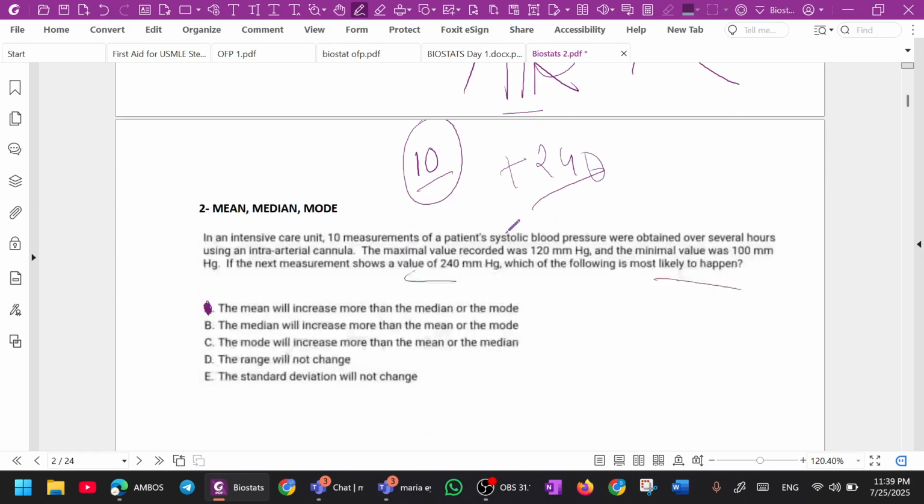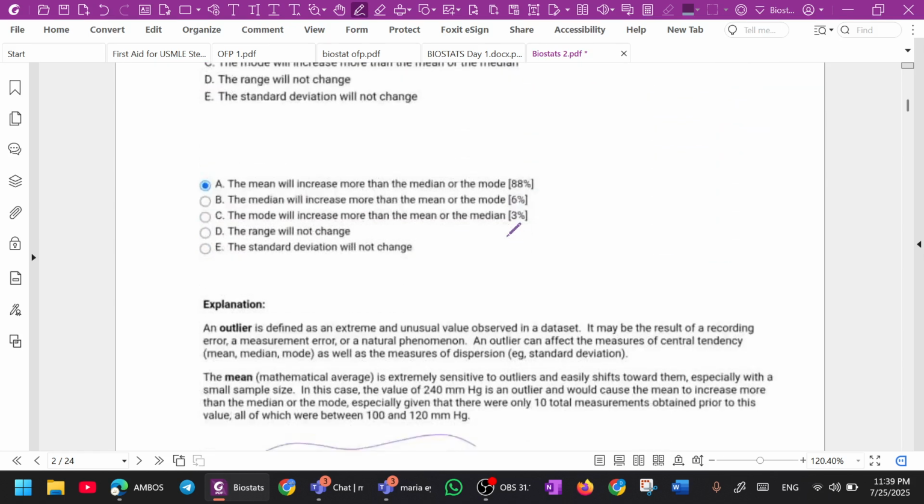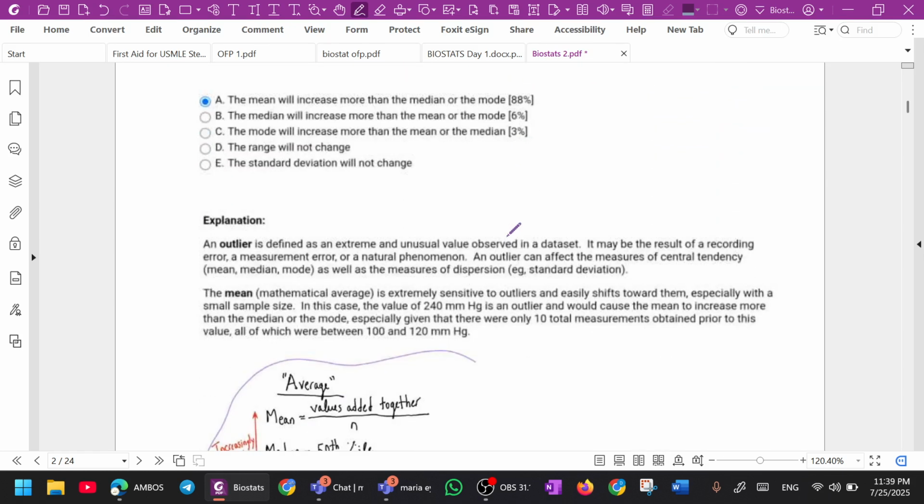Okay, okay. I'm reading the explanation.